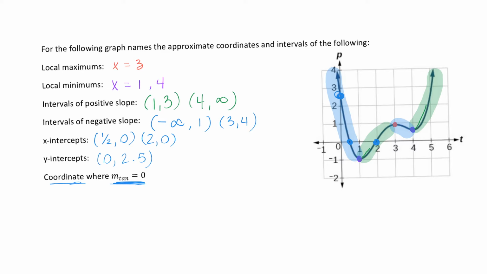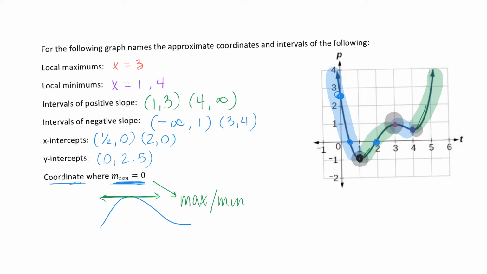And then our coordinates where m tan is 0. So remember, m tan is the slope of the tangent line, and remember our friend slope dude? Where is the tangent slope 0? The slope is 0 right here. So slopes are 0 at maxes and mins, which is good to know. So therefore, we have coordinates for m tan being 0 in 3 different places. Those places are going to be at all of our maxes and mins. There's 3 of them.